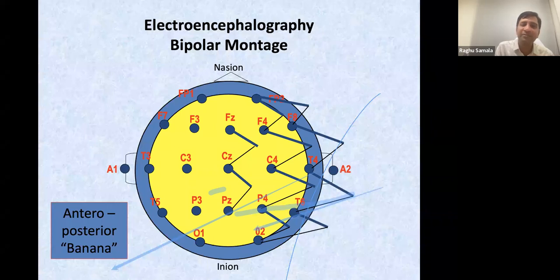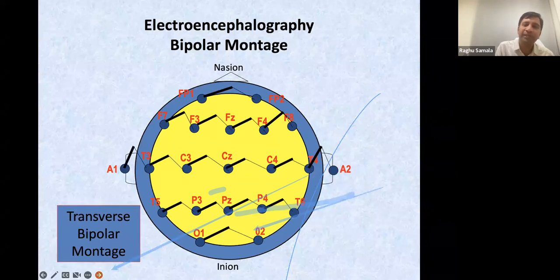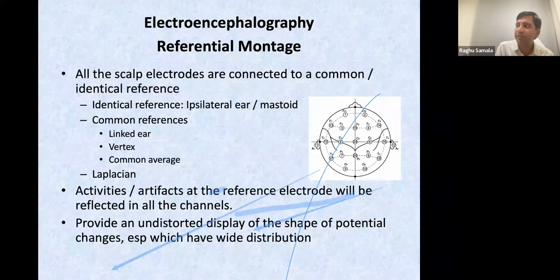The transverse montage is also a bipolar montage, but you connect transversely. And the reference montage, as I told you, is where each electrode is compared with the overall potential of all the electrodes.